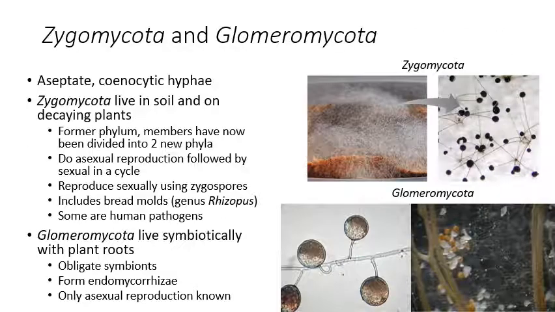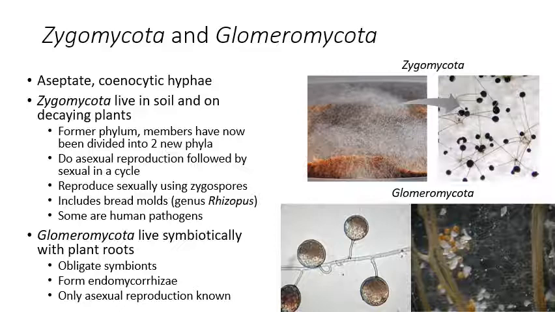Then we have the two phyla Zygomycota and Glomeromycota. These both have aseptate hyphae, also known as coenocytic hyphae, so no divisions between the cells in their hyphae. The Zygomycota is a former phylum, so now all the species that were in Zygomycota have been divided up into two new phyla. But we'll still talk about them together as though they did not belong to two different phyla now.